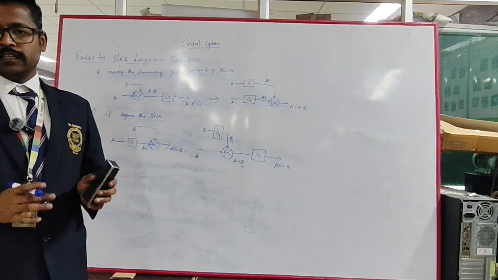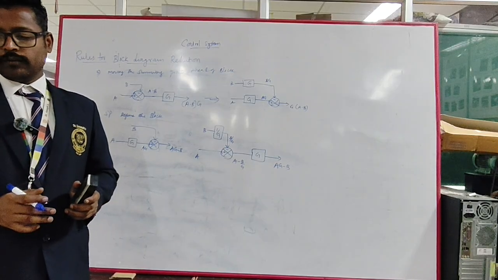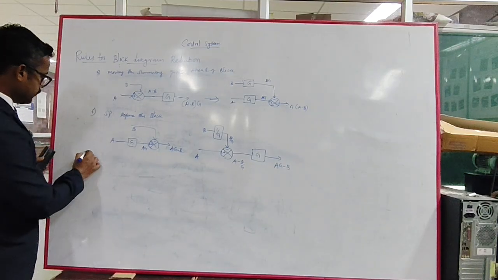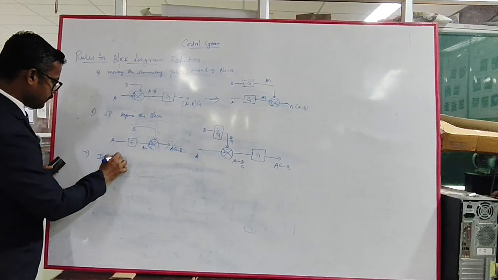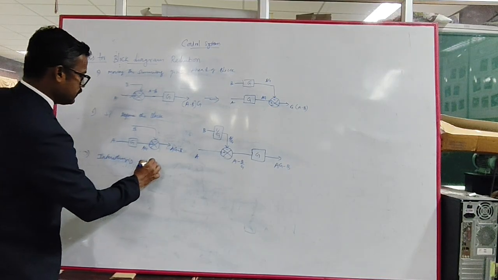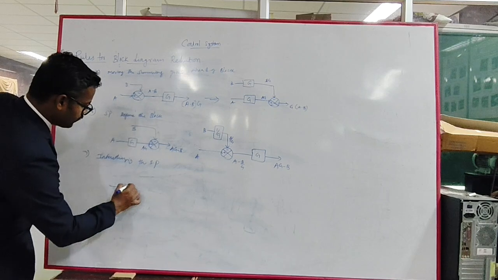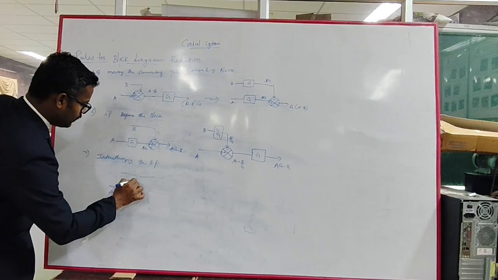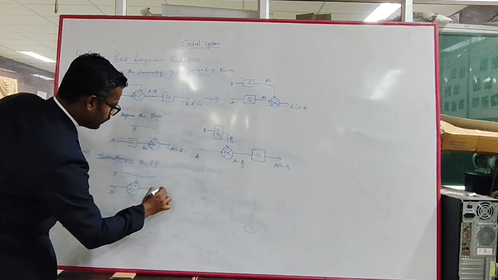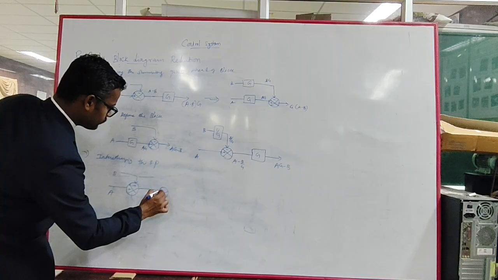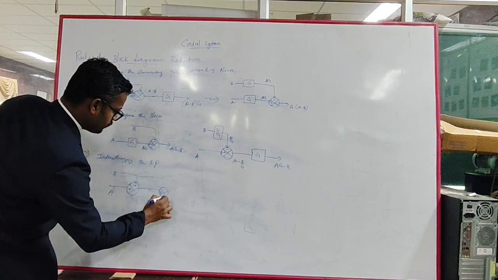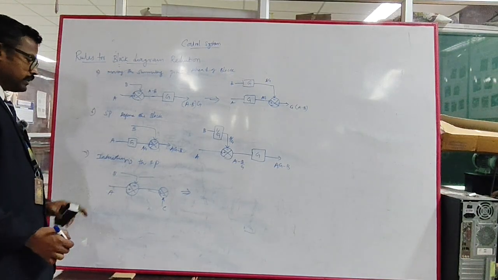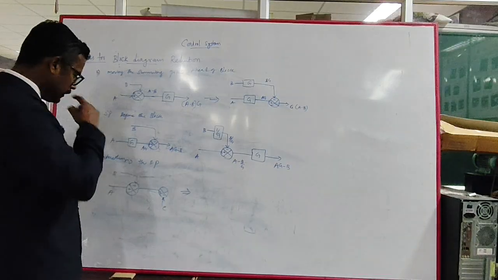Okay, so this is the next rule, moving the summing point after and before a block. And next is interchanging the summing points. Interchanging the summing point is similar. For example, you have two signals, A and B, and again it will be added with another signal, C. If you are interchanging the summing point, this signal will be coming here and this one is going that side.